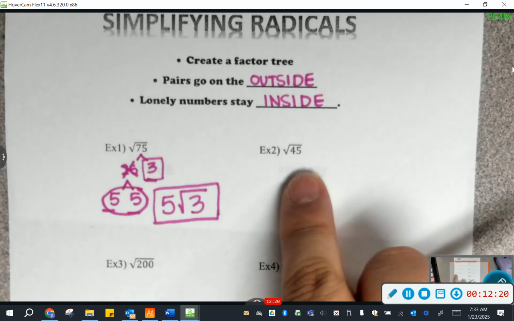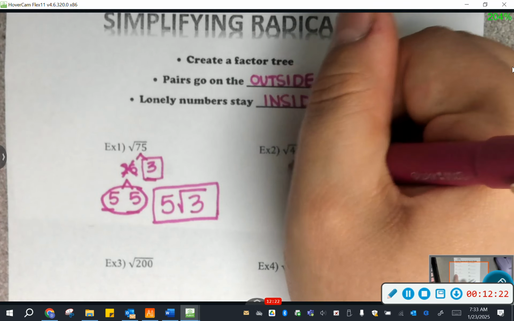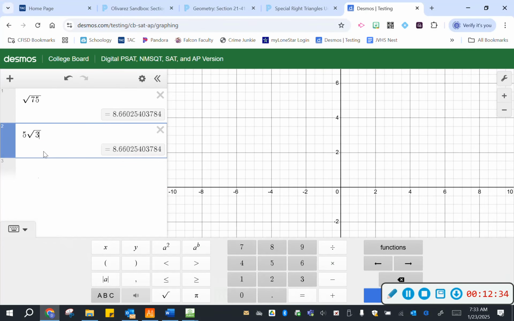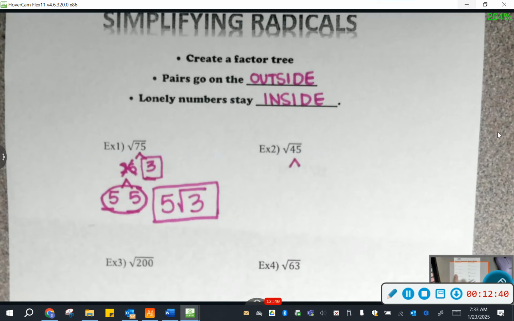The square root of 45. Oh, and by the way, what I want us to do first is I always want to check this first, because make sure it's not a perfect number. Make sure it's not one of them on this paper. So let's do the square root of 45. Is that a perfect number? No, so we know we need to do our tree.